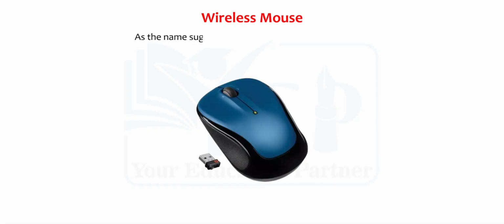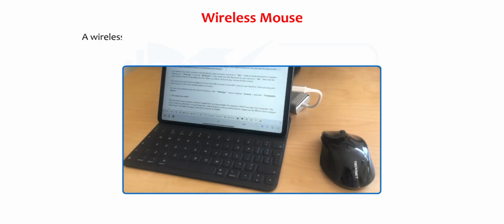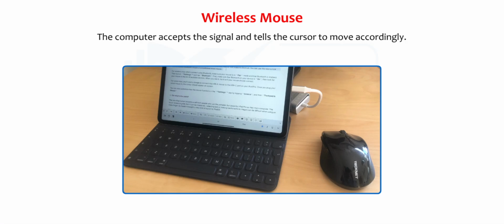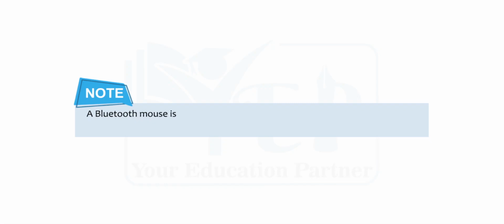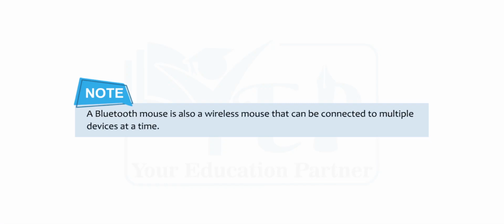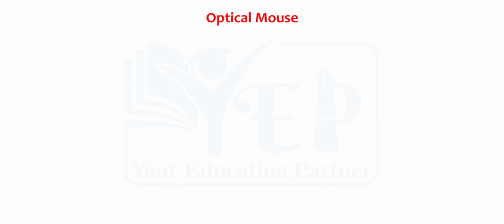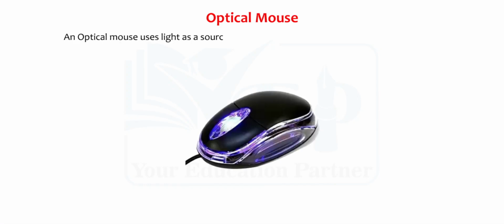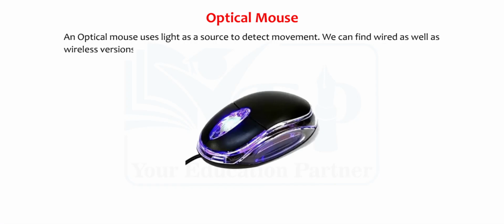Wireless mouse. As the name suggests, this mouse does not have a wire. A wireless mouse sends information in the form of radio signals to the computer. The computer accepts the signal and tells the cursor to move accordingly. A Bluetooth mouse is also a wireless mouse that can be connected to multiple devices at a time. Optical mouse. An optical mouse uses light as a source to detect movement. We can find wired as well as wireless versions of optical mouse.